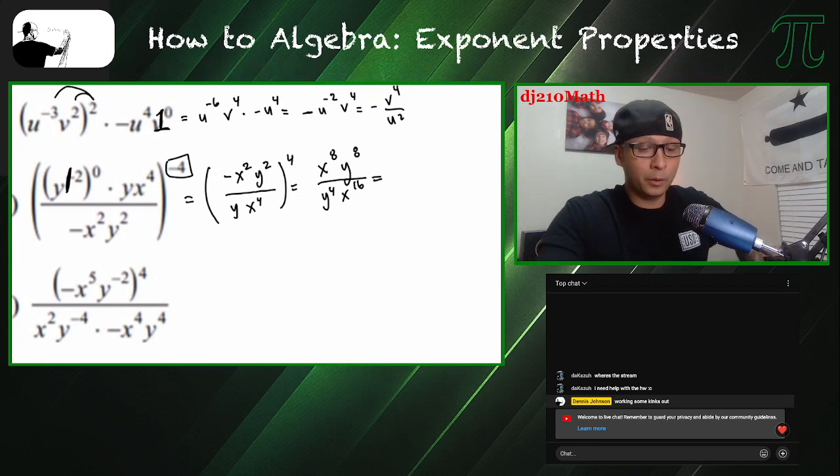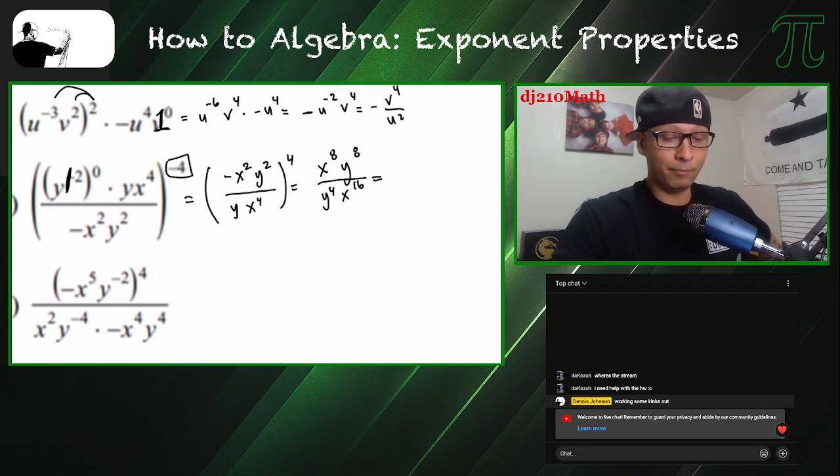Okay, so we're going to combine the common bases, right? Top minus bottom. It's always top minus bottom.